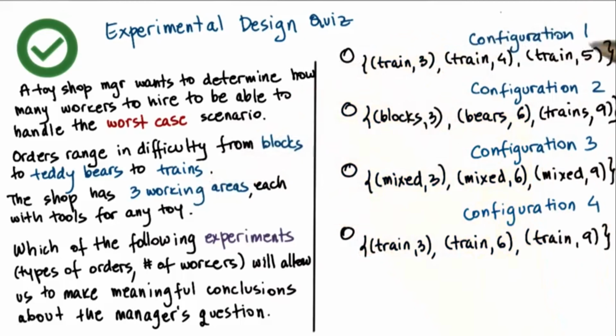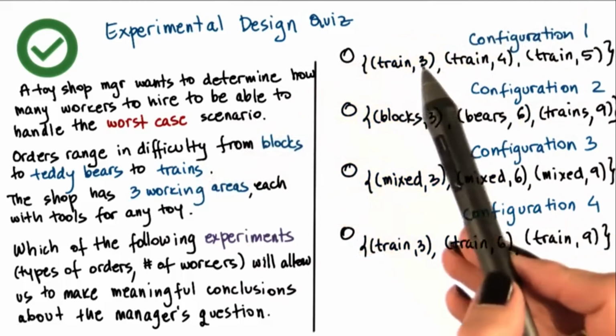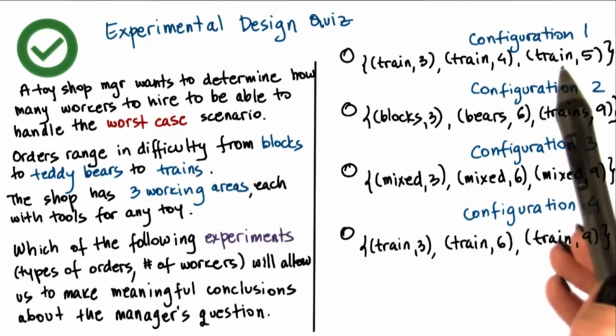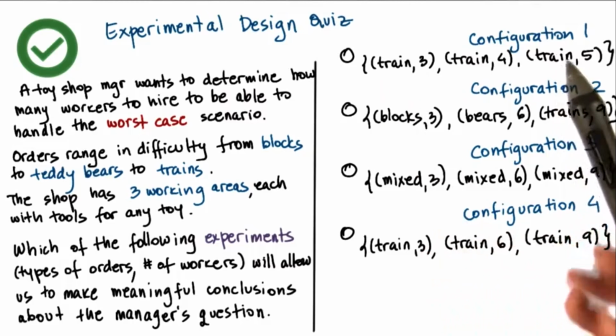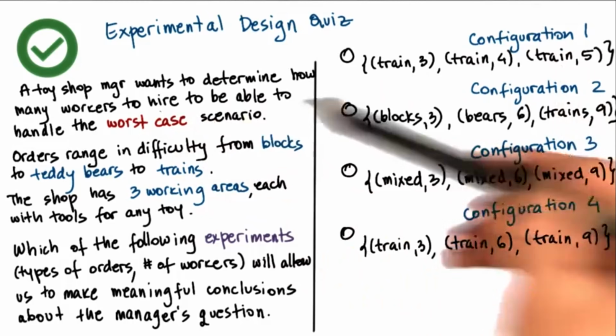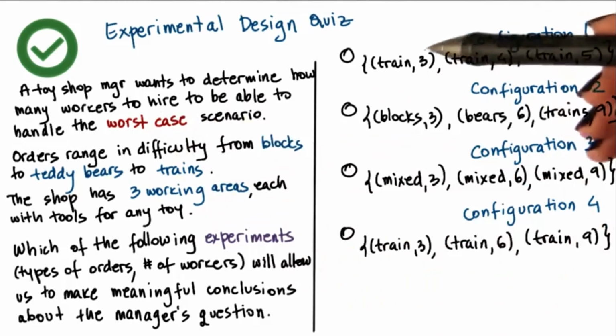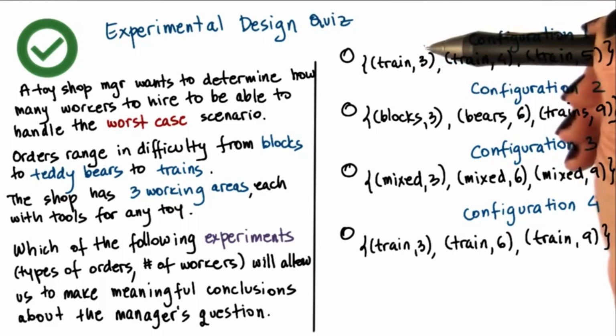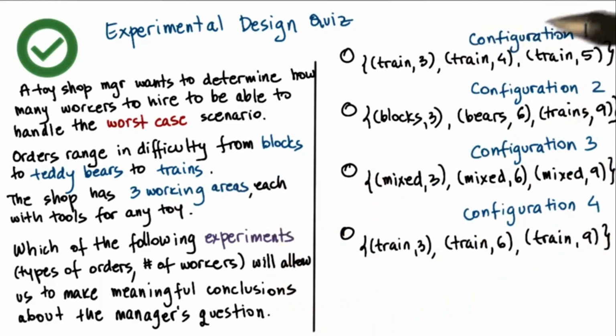Now, if we take a look at configuration 1, it correctly has in each trial an order of trains, so a sequence of train orders. That corresponds to our worst case scenario. However, in the way the workers are varied, in the first case there are a total of 3 workers, so there is 1 in each working area.